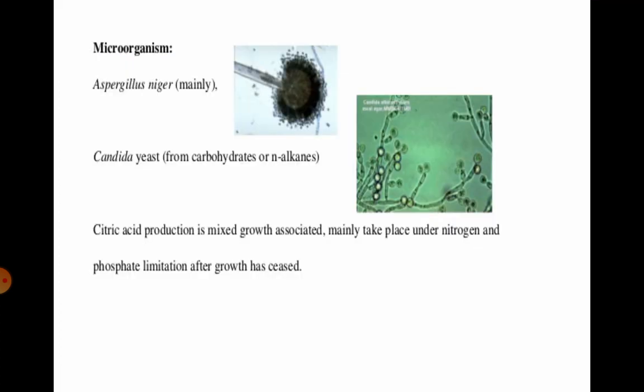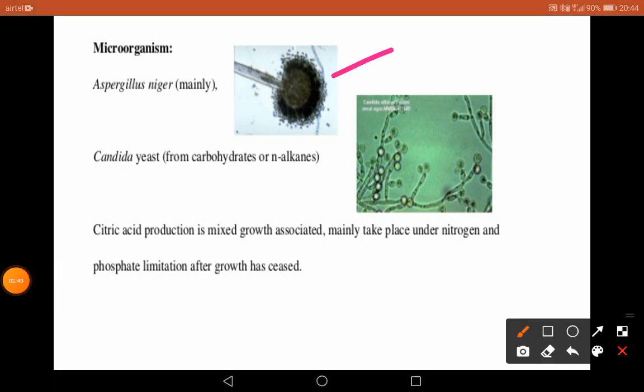The organism, Aspergillus, it looks like this. So this is a spore bearing fungi, and this is Candida yeast. And citric acid production is mixed growth associated, mainly taking place under nitrogen and phosphate limitation after growth has ceased.